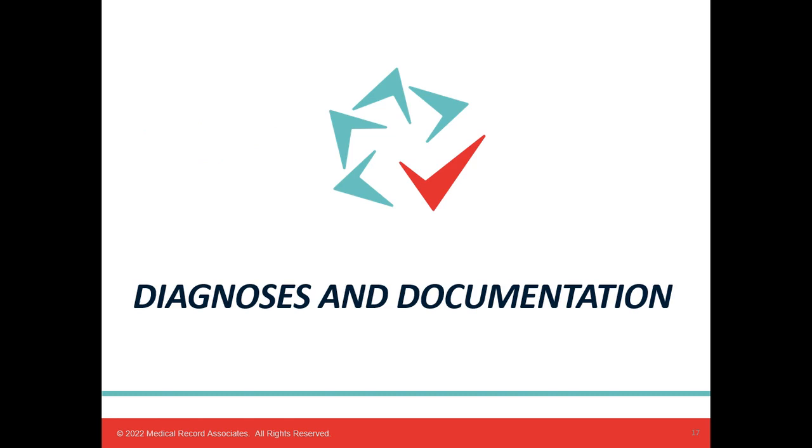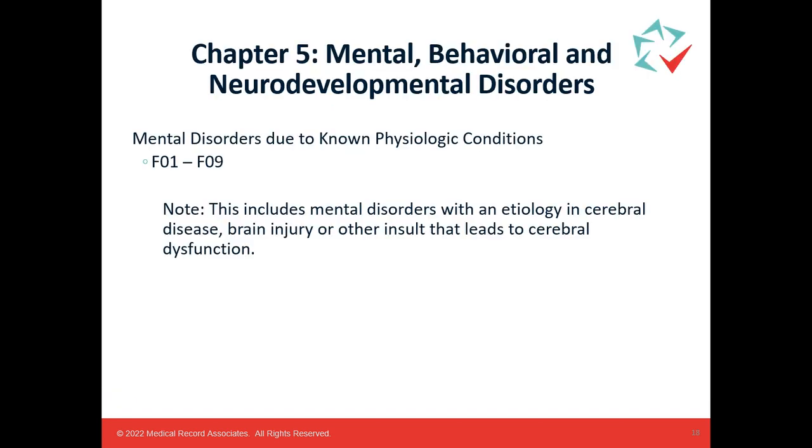Okay, now let's get going into diagnoses and documentation for Chapter 5. This chapter is titled Mental, Behavioral, and Developmental Disorders. The first set of codes in Chapter 5 are your F01 to F09 codes, and these are mental disorders due to known physiologic conditions. This includes mental disorders with an etiology in cerebral disease, brain injury, or other insult that leads to cerebral dysfunction.